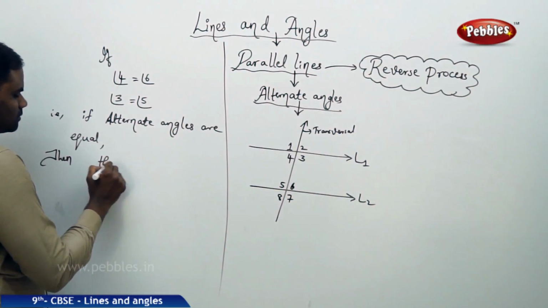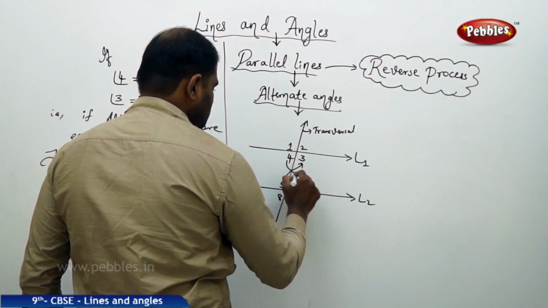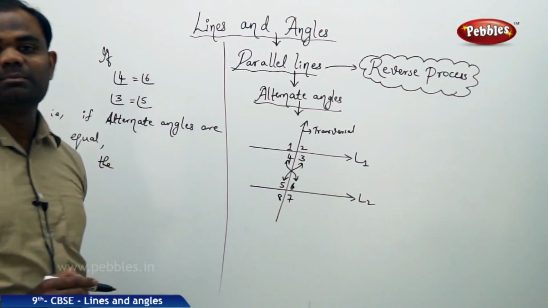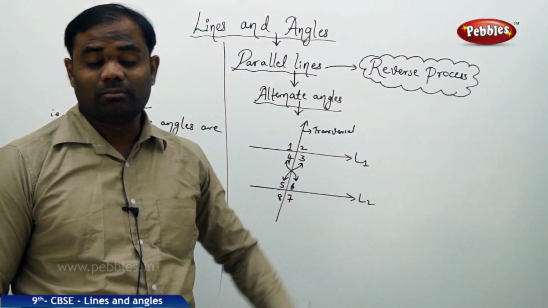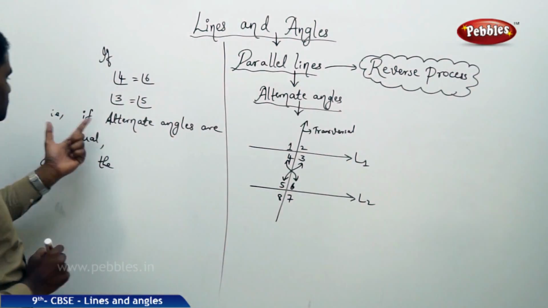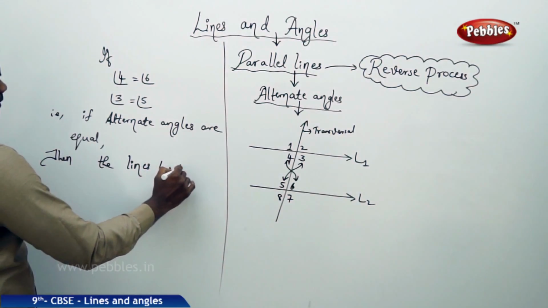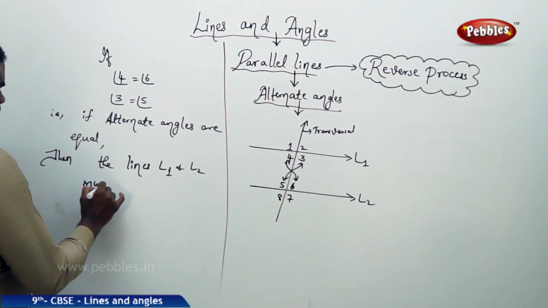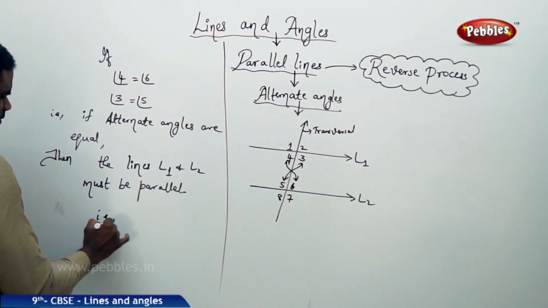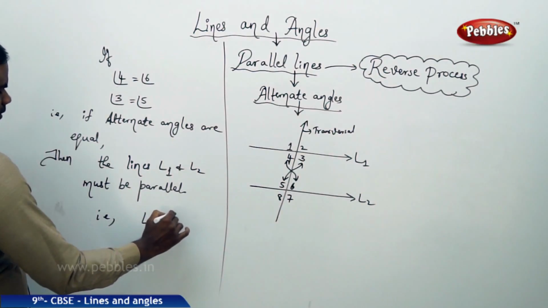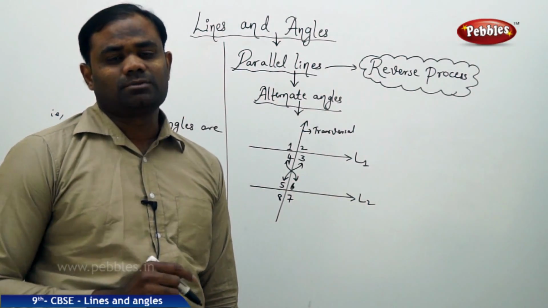then the property says that with the alternate angles being equal, the lines must be parallel. There is no other possibility but the lines L1 and L2 must be parallel. If alternate angles are equal, then the lines L1 and L2 must be parallel. That is, L1 parallel to L2 is how we understand the reverse process.